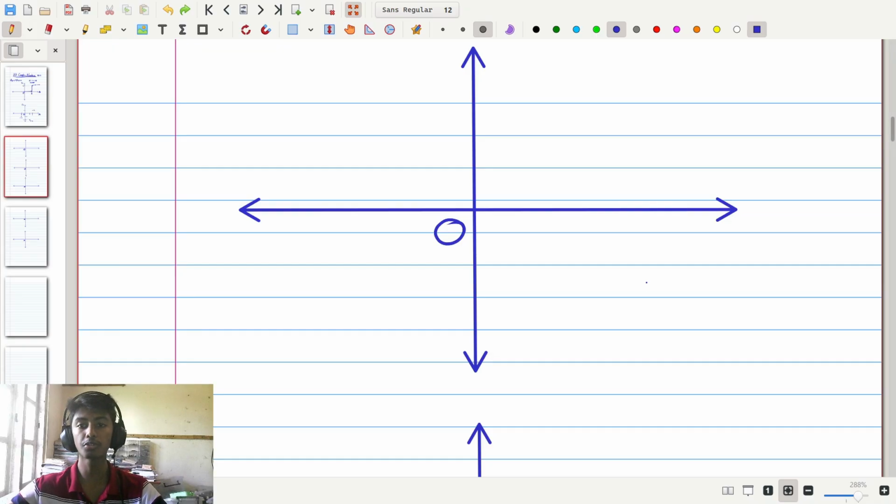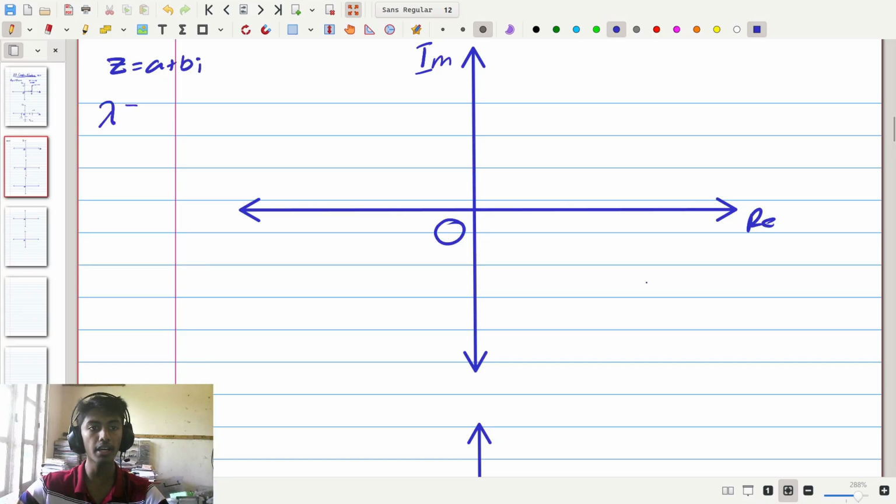So what I'm going to do is to draw the real axis like this and the imaginary axis like this, and then we're going to consider a complex number z, where z equals a plus bi, and consider multiplying z by a real number, lambda z, and consider what that's going to be equal to.